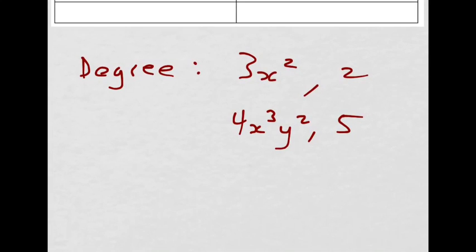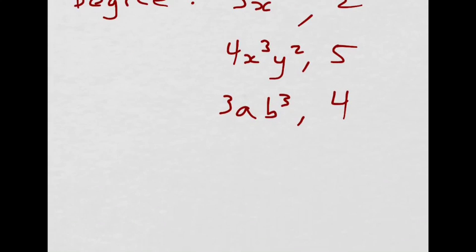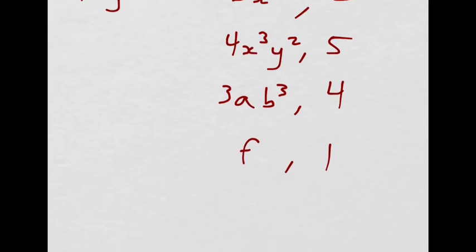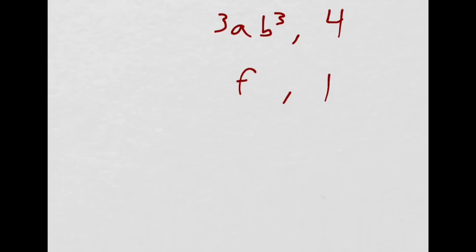The degree of 3ab cubed is 3 plus 1, so 4, right? a to the 1 is still just a. So the degree is 4. What about f? What's the degree of f? 1. What about 6? 1, 0. 0.